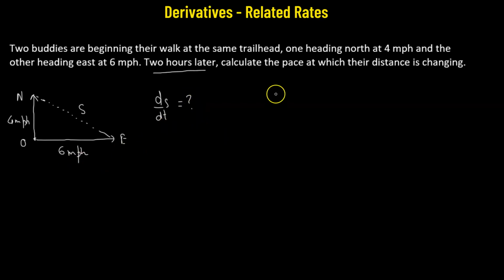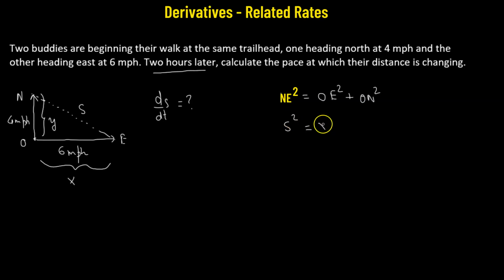Now here from the figure, we can use the Pythagoras theorem. We can say that NE squared, which is the distance of separation between this particular point and this point at any given instant of time, will be equal to OE squared plus ON squared. So let's say that this value is x at any particular instant of time, and this ON value is y. That means we have s squared equals x squared plus y squared. Let this be equation number 1.